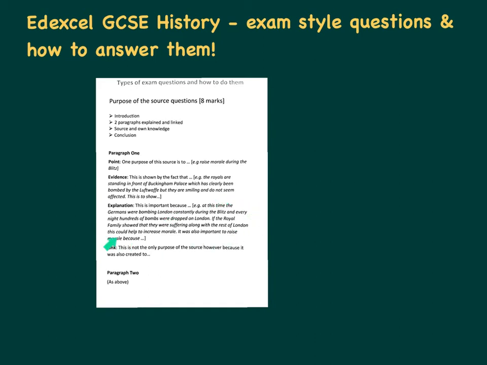So this bit here we're adding in our own knowledge. So I know that at this time, or this was important because the Germans were bombing London during the Blitz, and every night hundreds of bombs were dropped on London. It was every single night for a couple of months. If the royal family showed that they were suffering along with the rest of London, it could help increase morale.